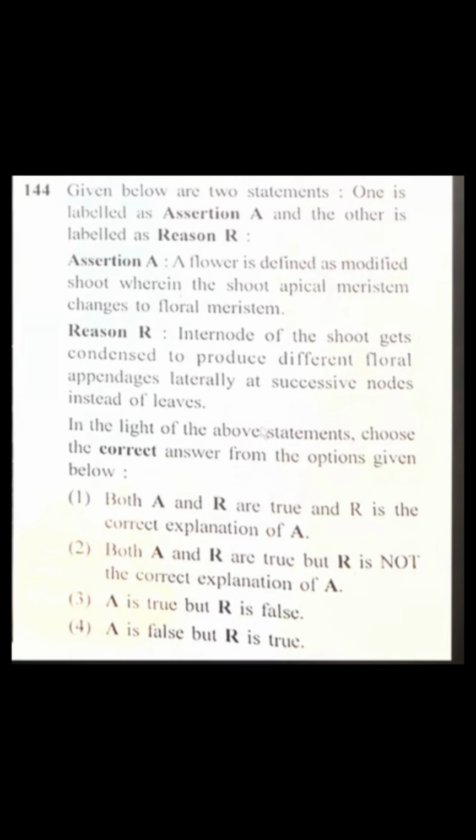Given below are two statements, assertion and reason. Assertion: flower is defined as modified shoot wherein the shoot apical meristem changes to floral meristem. Reason: internode of shoot gets condensed to produce different floral appendages laterally at successive nodes instead of leaves. So reason also correct. So correct option is both assertion and reason are true, and reason is the correct explanation of assertion. So correct option is 1.